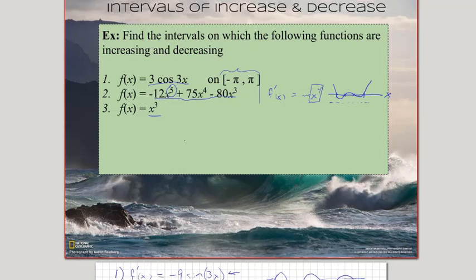And x to the 3rd, for example, if you think about this, that function looks like this, given the x and the y-axis, but notice it's never changing from increasing to decreasing. And if you think about it, that's because the derivative, which is 3x squared, just looks like this and never goes from positive to negative. It always stays positive, except it's 0 right here at 0, 0. So what I would say is this increases from negative infinity to 0 and from 0 to infinity by looking at the derivative graph.